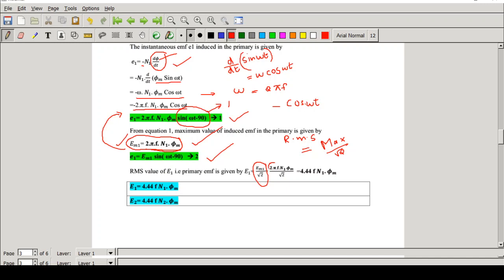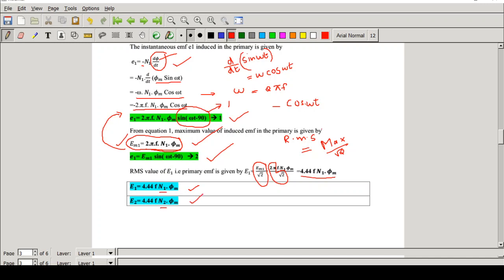Now what is this 2 pi divided by root 2? I will get it as 4.44. So see the expression. I will get the RMS value of the induced EMF in the primary as 4.44 into f into N1 into phi m. Similarly, I will get the expression for E2 also. So both are the same, only the difference is the turns.